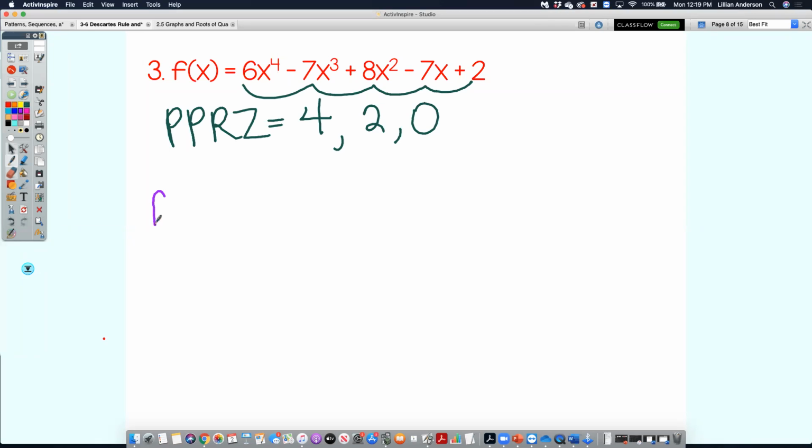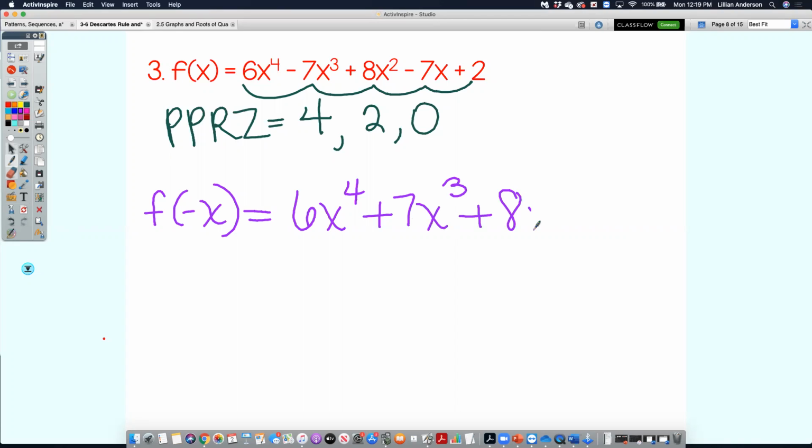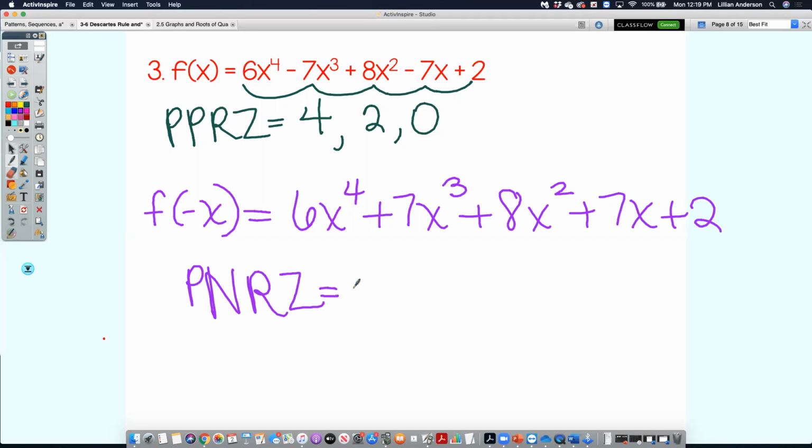Now, when I plugged in the negative x to get my function, you should have had 6x to the 4th plus 7x to the 3rd plus 8x to the 2nd plus 7x plus 2 when you plugged in that negative x. Yes? So how many possible negative real zeros do I have? I have 0. There are no changes at all. Very good.